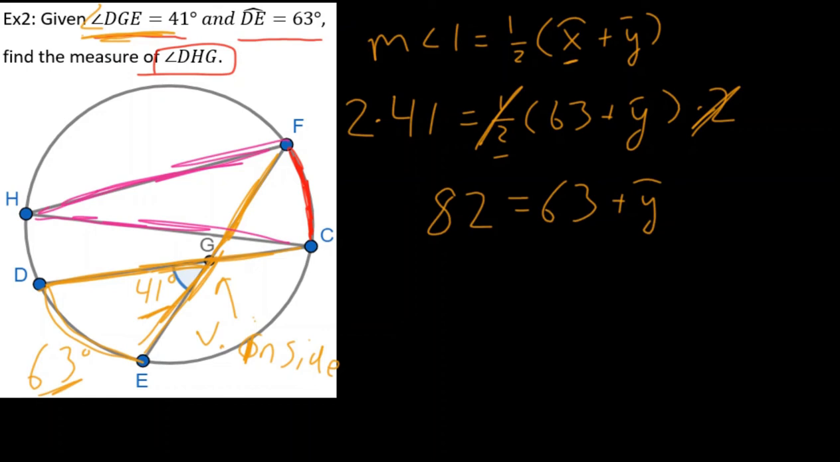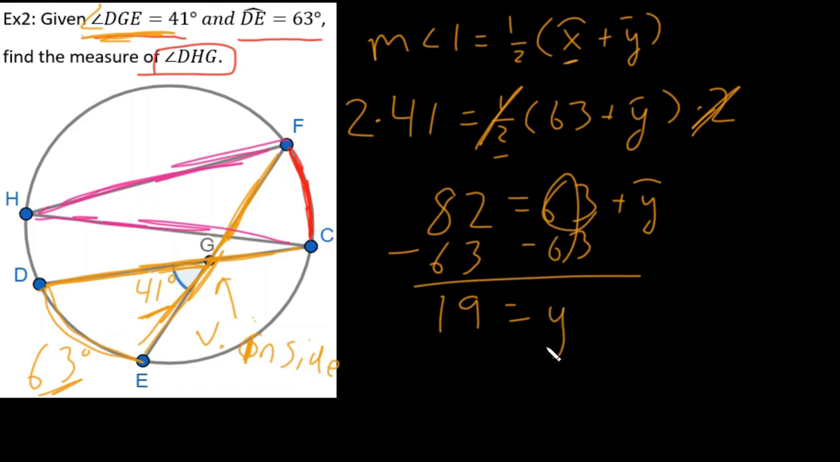And then from there, I want to ask myself, how do I get rid of this positive 63? Of course, I'll take the opposite, which is a negative, and so minus 63 on both sides. And we know that 82 minus 63, I believe that's going to be 19, but let's just double check here. So 82 minus 63, yeah, and then of course that will give us 19. But better safe than sorry. Okay, so I come over here and I write 19 degrees.